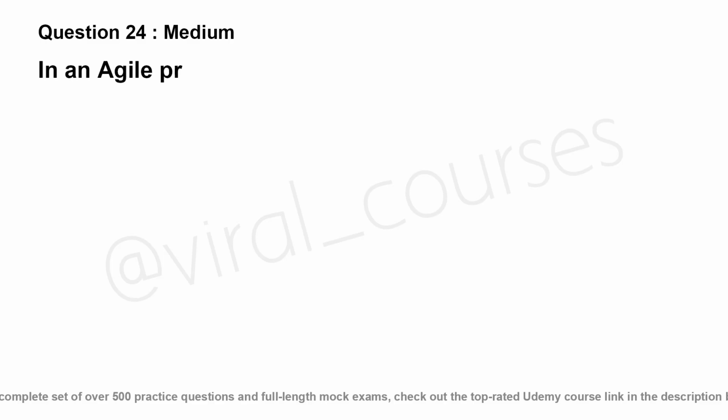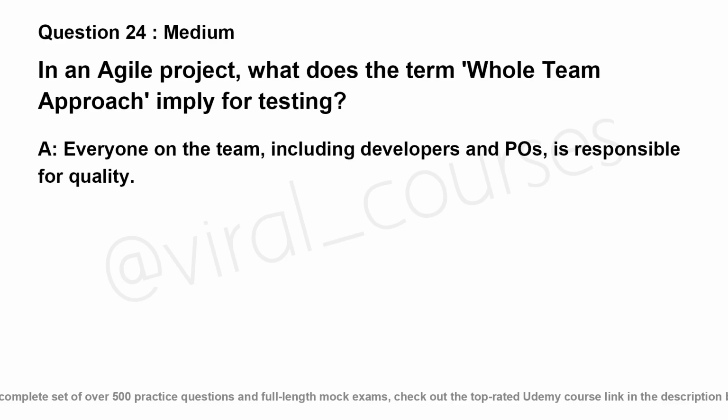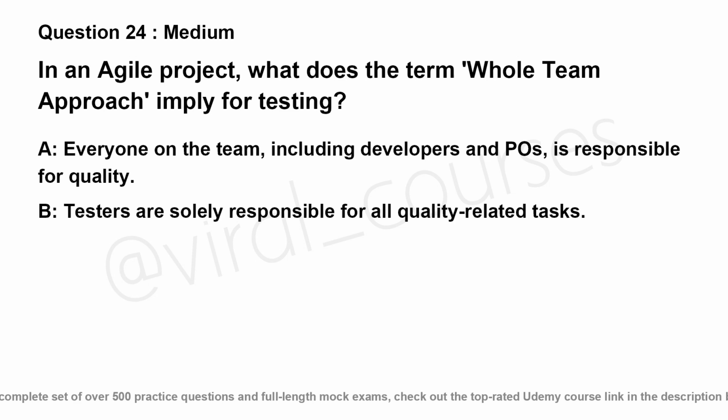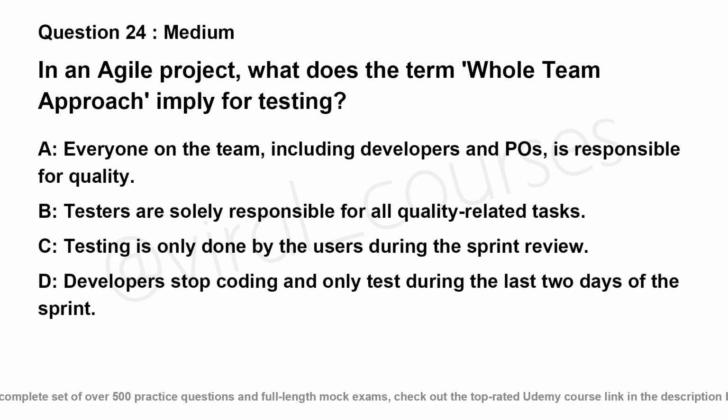In an Agile project, what does the term whole team approach imply for testing? Option A, everyone on the team, including developers and POs, is responsible for quality. Option B, testers are solely responsible for all quality-related tasks. Option C, testing is only done by the users during the sprint review. Option D, developers stop coding and only test during the last 2 days of the sprint.